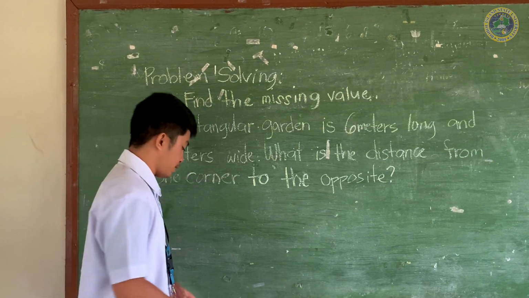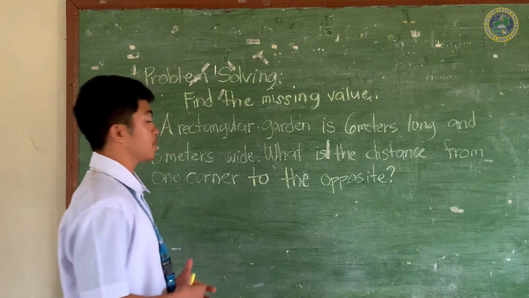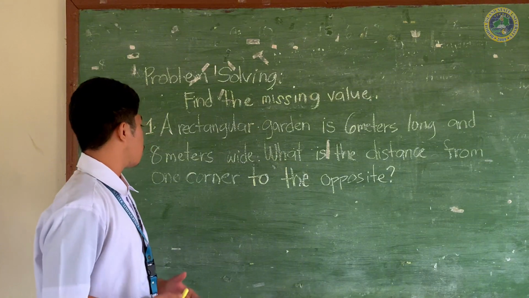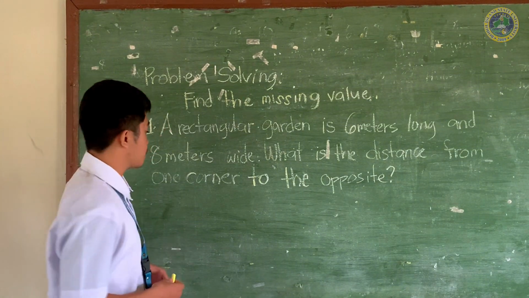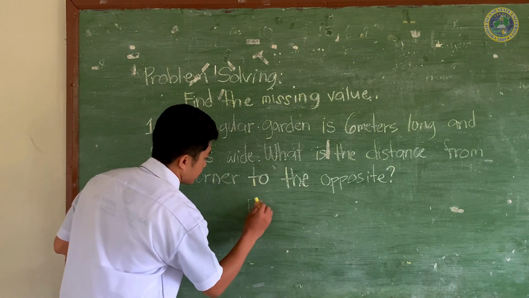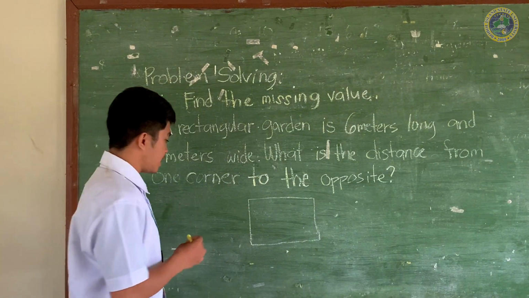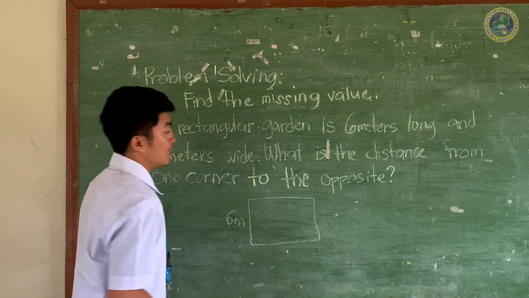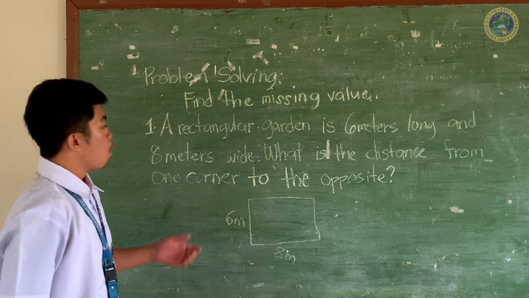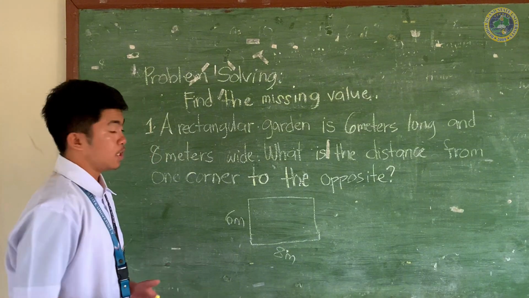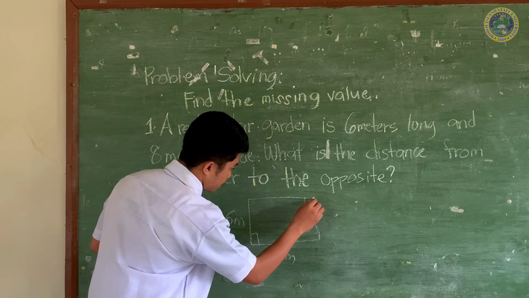So first, we have here a rectangular garden that is 6 meters long and 8 meters wide. What is the distance from one corner to the opposite? So let me illustrate the given first. So a rectangular garden is 6 meters long and 8 meters wide. So what is the distance from one corner to the opposite? So we have here the corners.